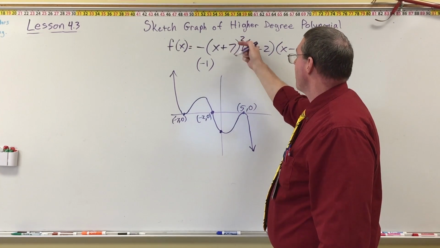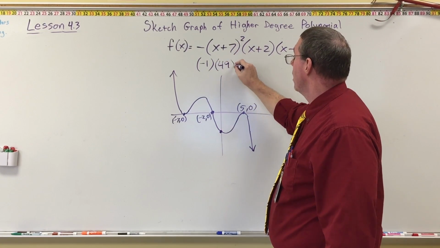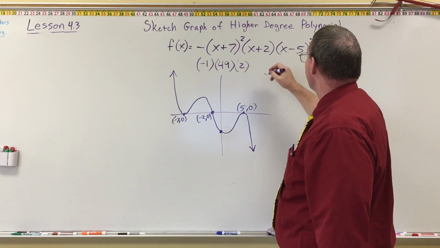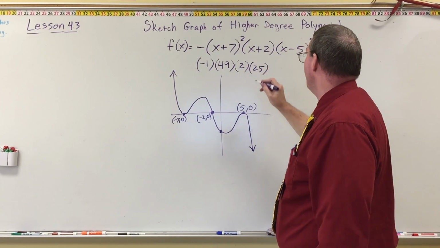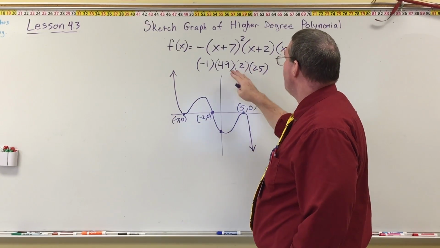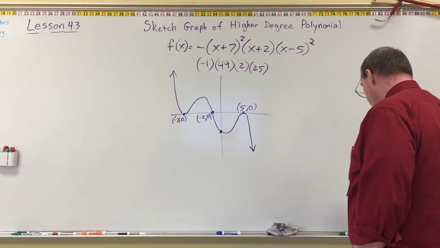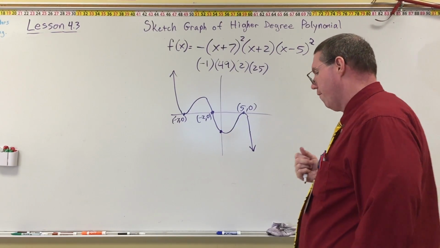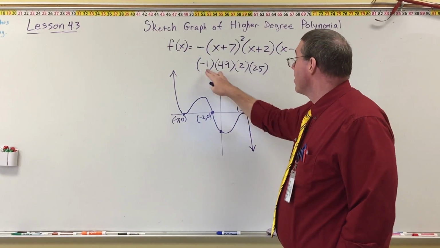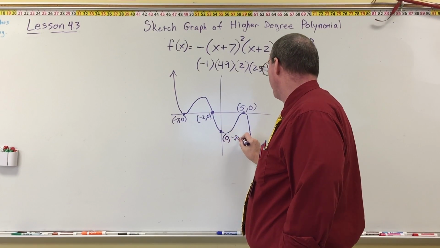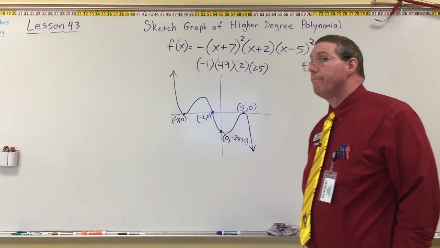Then 0 plus 7 is 7. 7 squared is 49. 0 plus 2 is 2. 0 minus 5, -5 squared is positive 25. Okay? And so 25 times 2 is 50. 50 times 49, what is that? 2,500 minus 50, so 2,450. But it's negative because we got to multiply it by -1, so 0, -2,450, and we're done.